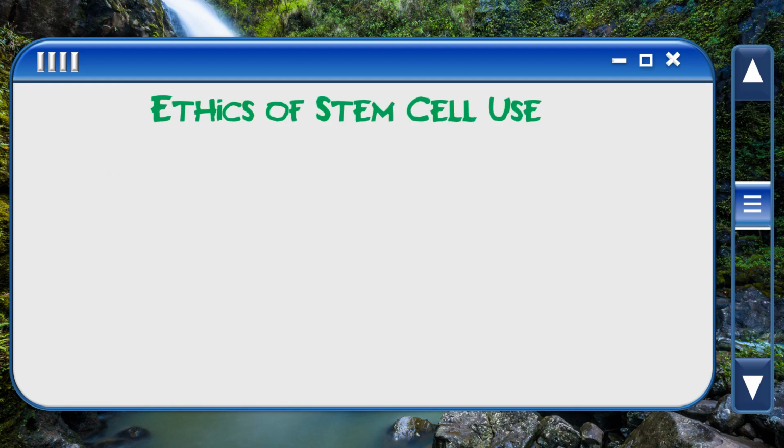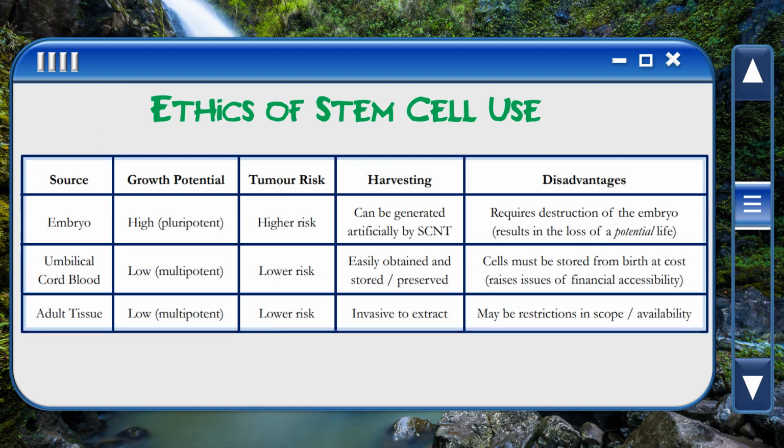Ethics of stem cell use. Now, we look at the different sources. We shall look at the growth potential, tumor risks, harvesting, and then disadvantages. The first source is the embryo. The growth potential is high, which we refer to as pluripotent.